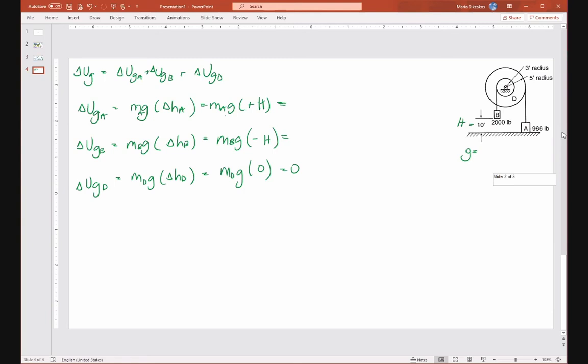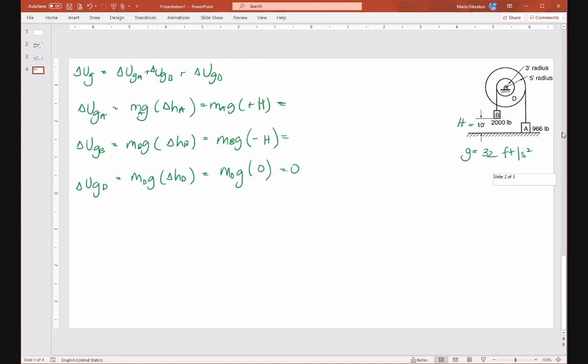It's the US system. So what is G equal to? You have to know this by heart. 32 feet per second squared. Just like it's meters per second squared in SI, it's going to be feet per second squared. So we have that G, we have our M.